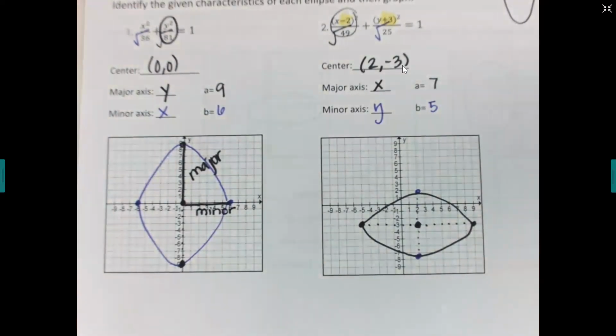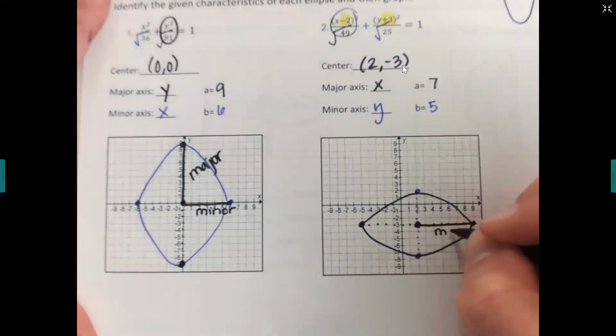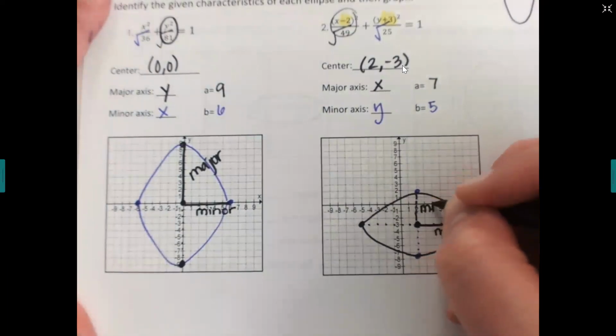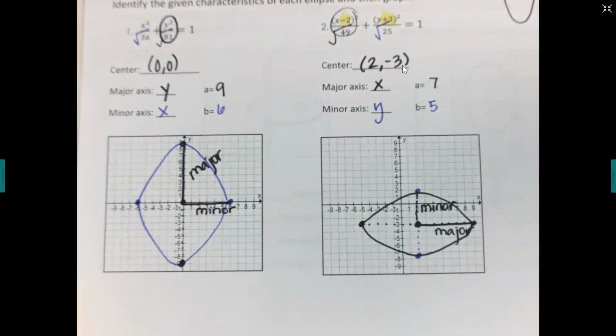And then you can label your major and your minor. Your major is the longer one. So in this case, this one is the major. And then this one is the minor. Okay, but remember, the longer one's major, shorter one's minor. Overall, makes sense, pretty easy. Okay, turn the page, look at the next one.